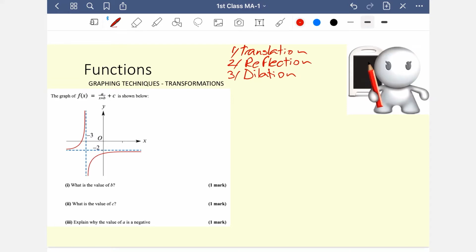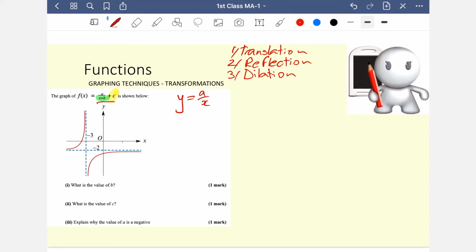All right, let's start. So we have a graph of a function and we've been given its formula. Now straight away we need to recognize that it's going to be a hyperbolic function, because a hyperbolic function is in the form of a over x. All right, and what we also need to recognize is that this plus c here is my vertical translation, and this denominator over here accounts for my horizontal translation.